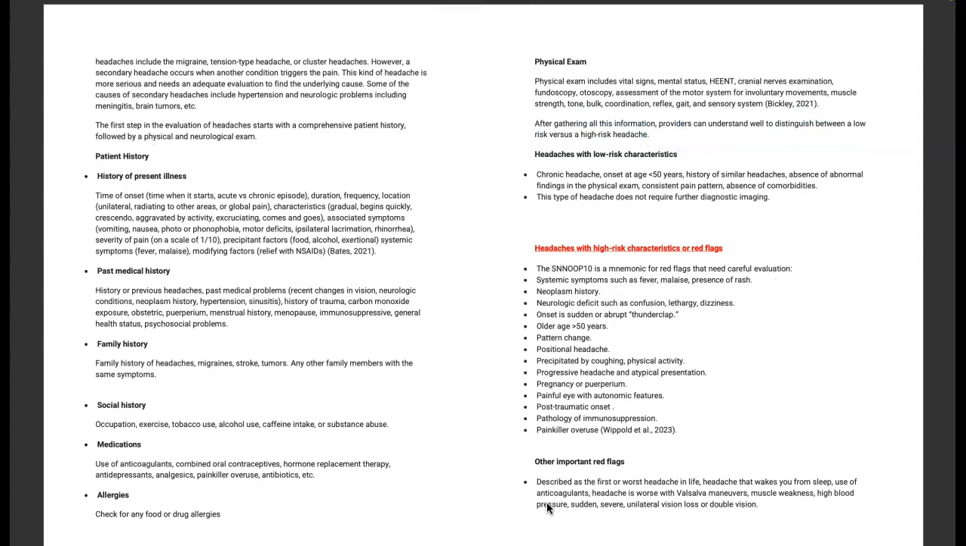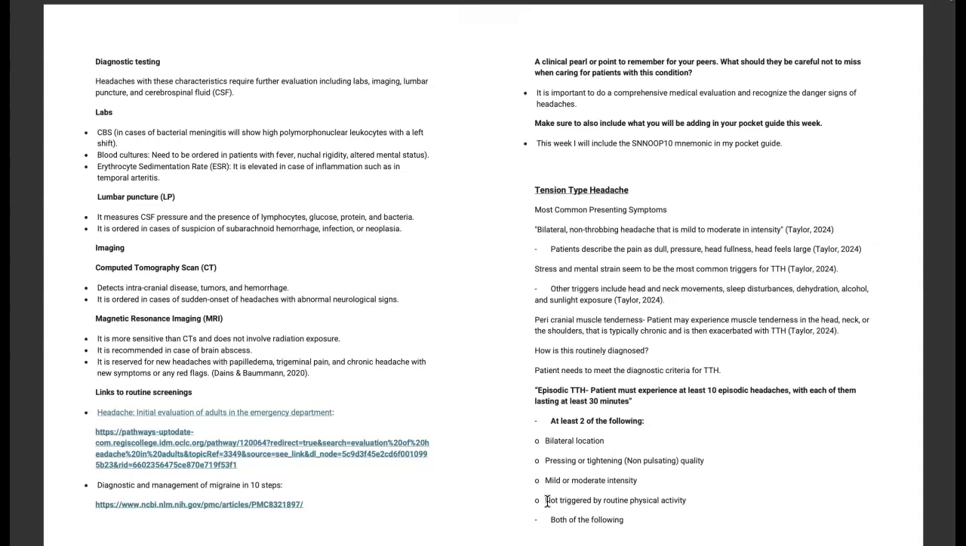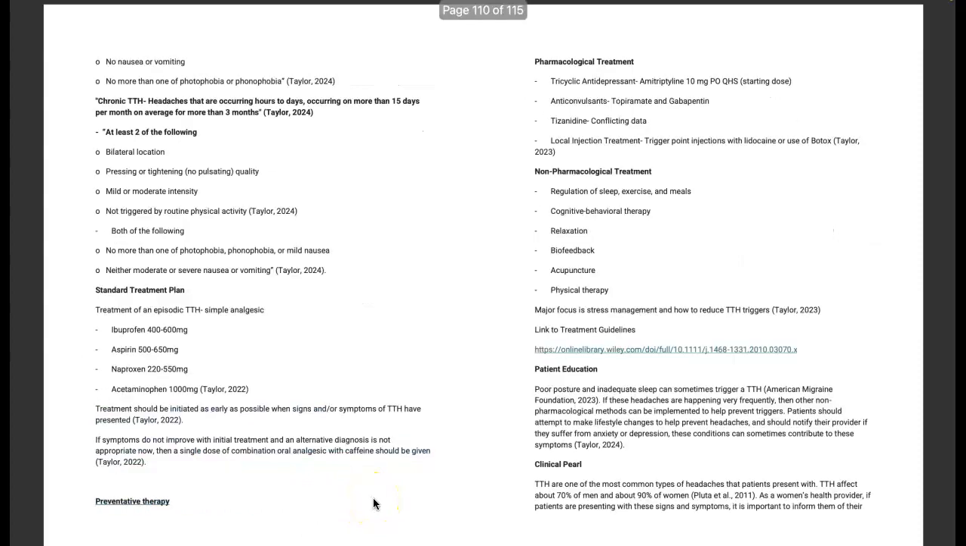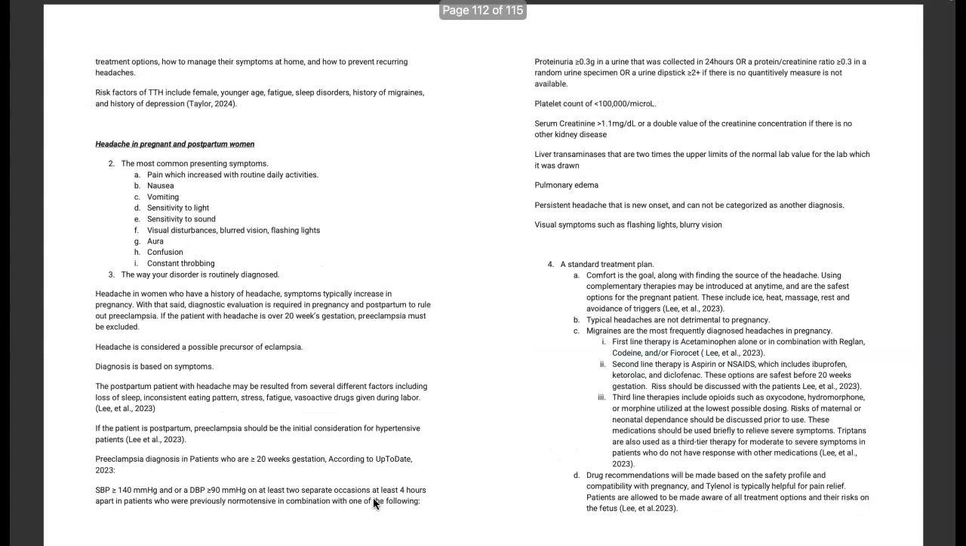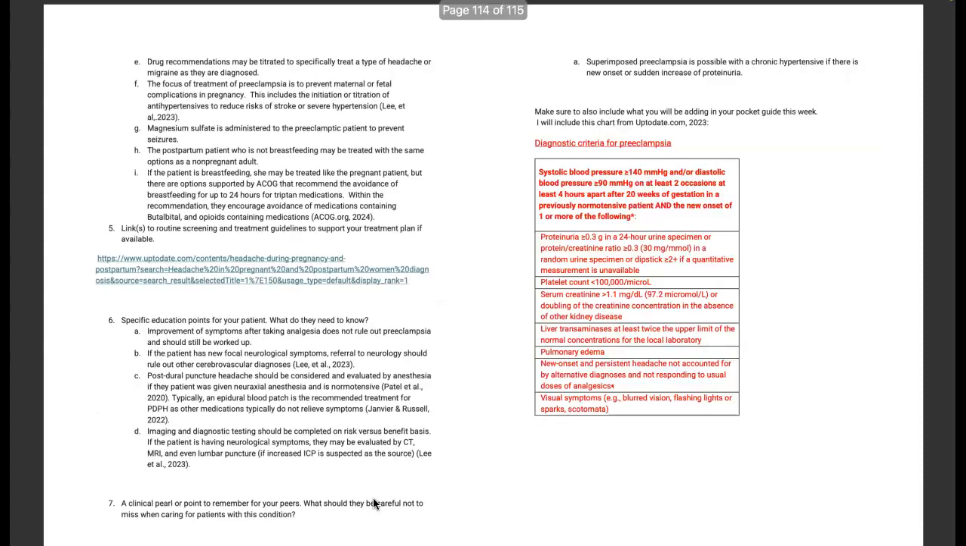And then included in my clinical guide, I had headaches with high risk characteristics or red flags, so I have that for when I'm in a clinical setting. And then links to routine screenings. I have here the pathways, UpToDate, and headache initial evaluations in the emergency department, and the NCBI diagnostic management of migraines in 10 steps. Headaches in pregnant and postpartum women, so I have that, and I can look at that closely when I'm caring for my patients. And then the diagnostic criteria for preeclampsia, as well as UpToDate headaches during pregnancy.